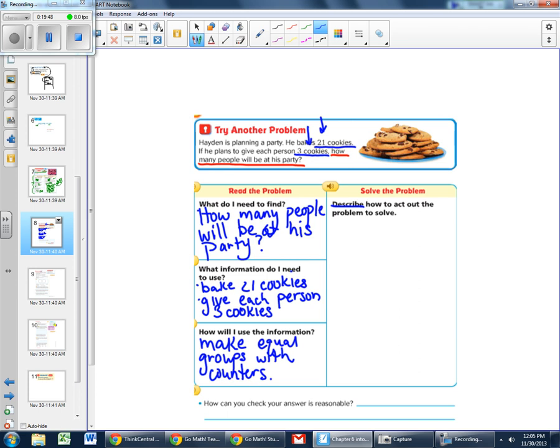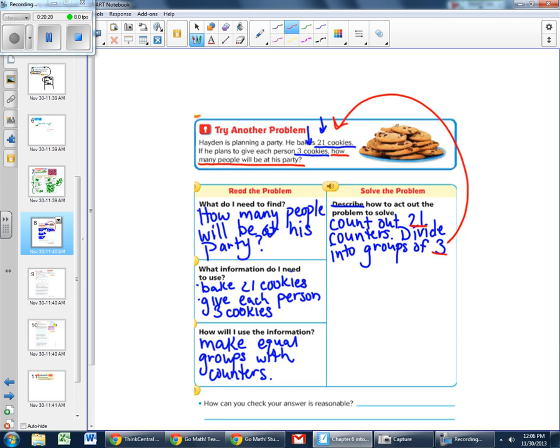If you're going to use the counters, you're going to count out 21 counters. Okay, then you're going to divide them into groups of, look back in your problem, 3. Okay, so again, I'm using the 2 numbers that I circled or underlined here because I knew they would be important as I was working them.